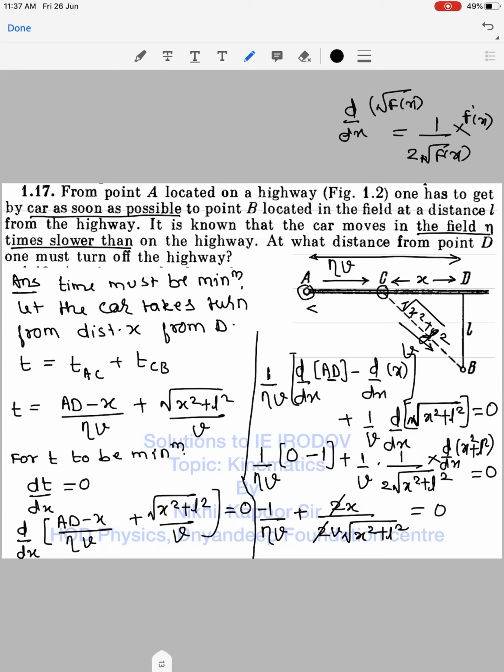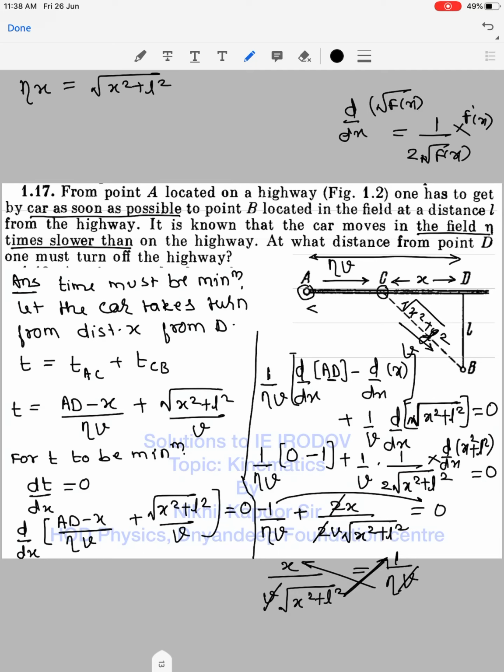This 2 gets cancelled out. Now I will send this term here and make it positive. So x upon v under root x square plus L square is equal to 1 upon eta v. This v and this v get cancelled. I will take this eta on this side and this on this side. Okay, so let's solve it here now. So when eta comes here, it becomes eta x is equal to, and when this goes there, it becomes under root x square plus L square.